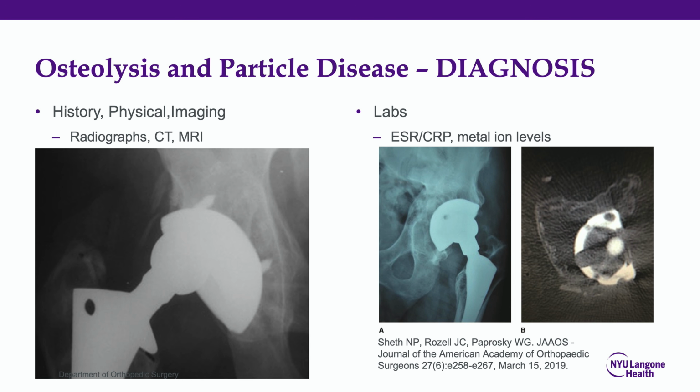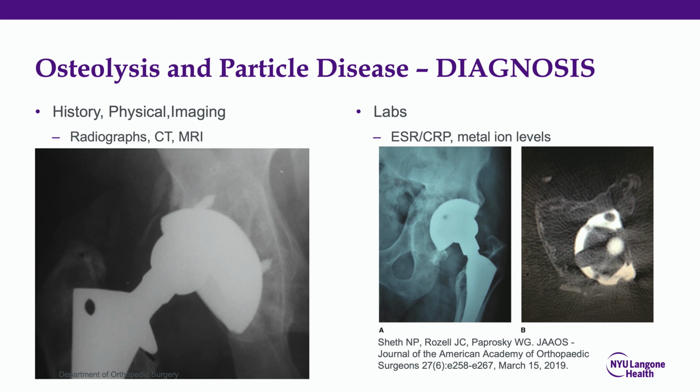This is very different from the radiolucent lines that you see with a loose component, or from the just generalized washed out osteopenic appearance that you see with stress shielding. A CT scan or an MRI will better show you the magnitude of bone that's affected, and often this three-dimensional cross-sectional imaging will show that the defect in the bone is far larger than you can appreciate on X-ray.